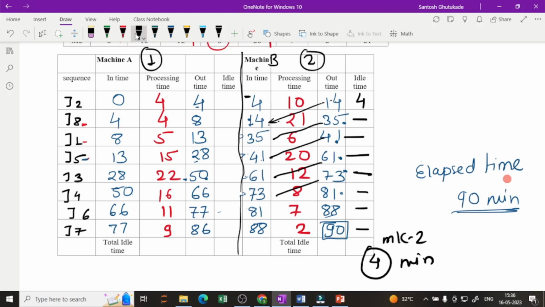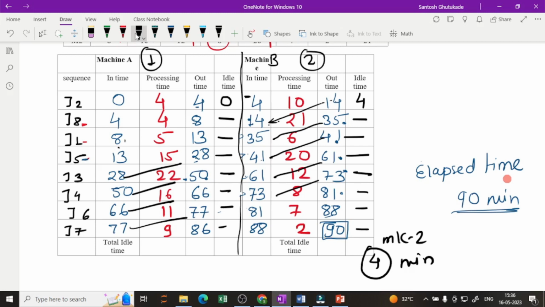Now we will calculate for the first machine. So it started this operation at 0 minutes. So there is no idle time. Then it is continuously working 0 to 4, then 4 to 8. It will start with 8. So here 13, then 28, 50, 66 and 77. So continuously this machine is working up to this point.